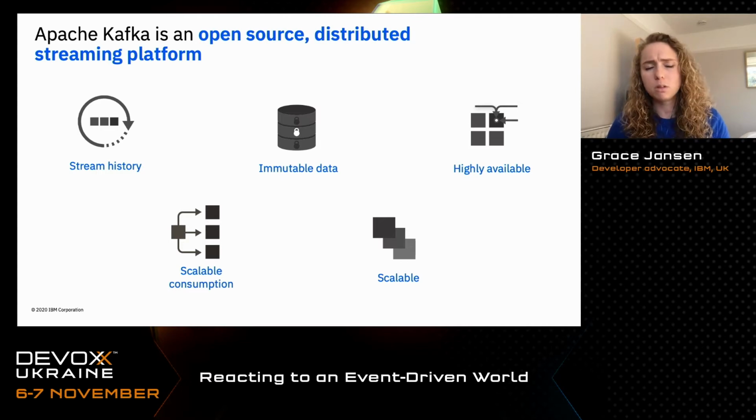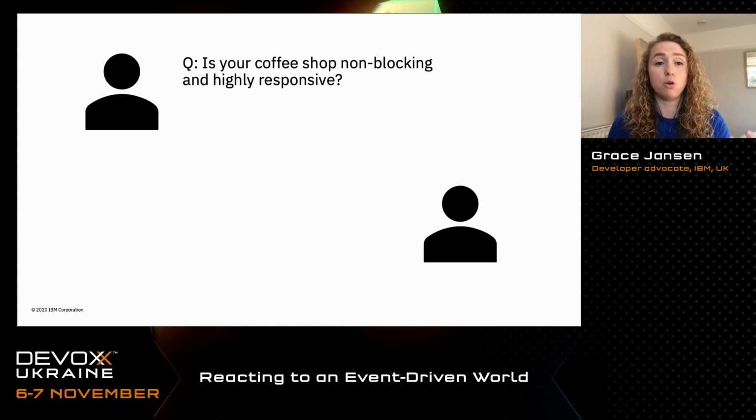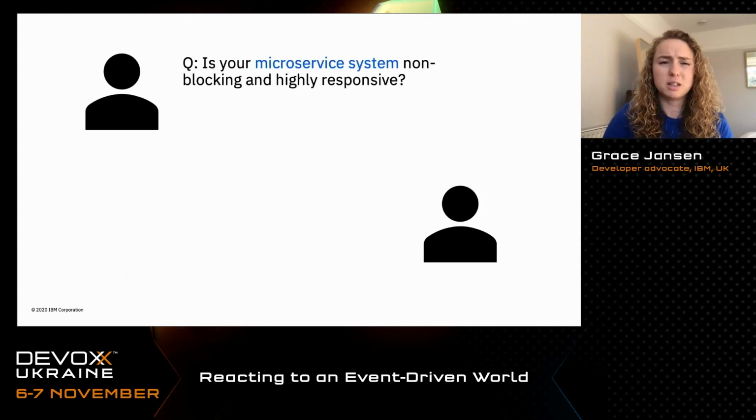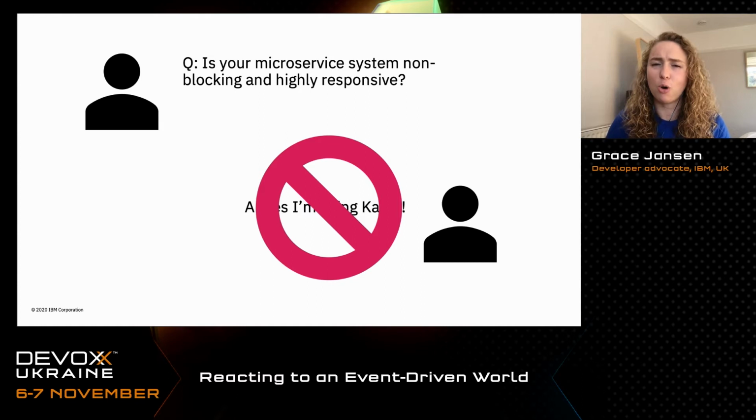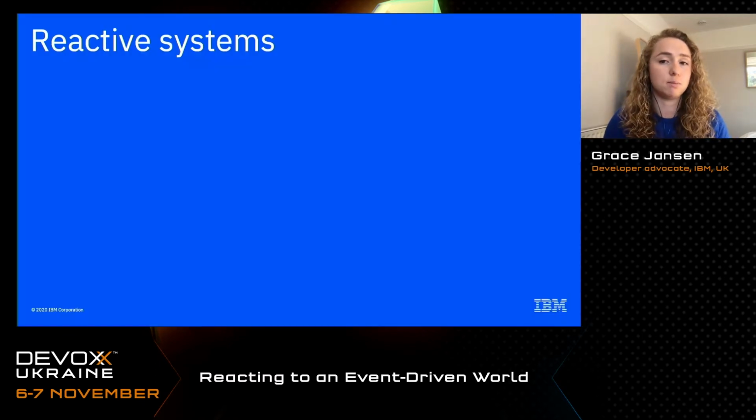So now that we've added in this event-driven backbone to our Barista example, it often leads to questions like this. So is my coffee shop now non-blocking and highly responsive? In other words, is my microservice system non-blocking and highly responsive? And people often assume the answer is yes, because we're now using this fabulous tool called Kafka. Unfortunately, that's not the whole story. What we actually need to be considering is every aspect of our application and how the different components of our application interact together to make sure the entire application from end to end, or the entire microservice system, is non-blocking and highly responsive. And this is where reactive systems comes into play.